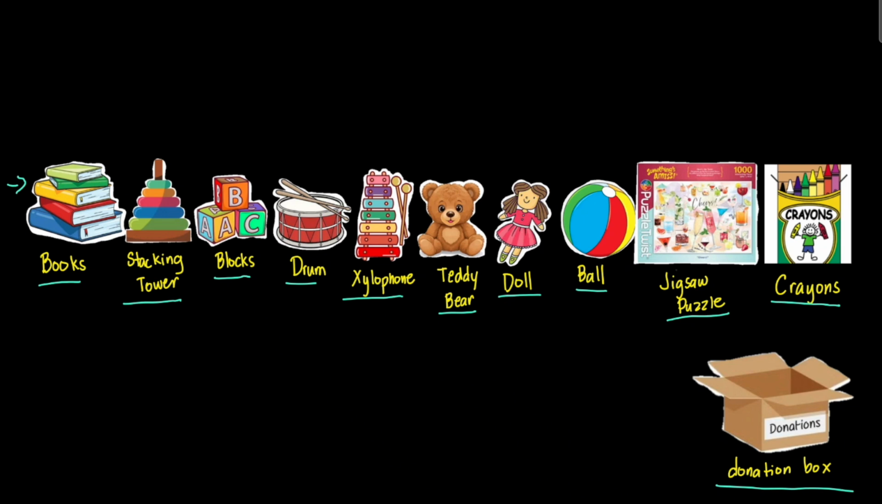Starting with the left, we call this the first, spelled as F-I-R-S-T. Second, spelled as S-E-C-O-N-D. Third, spelled as T-H-I-R-D. Fourth, spelled as F-O-U-R-T-H.